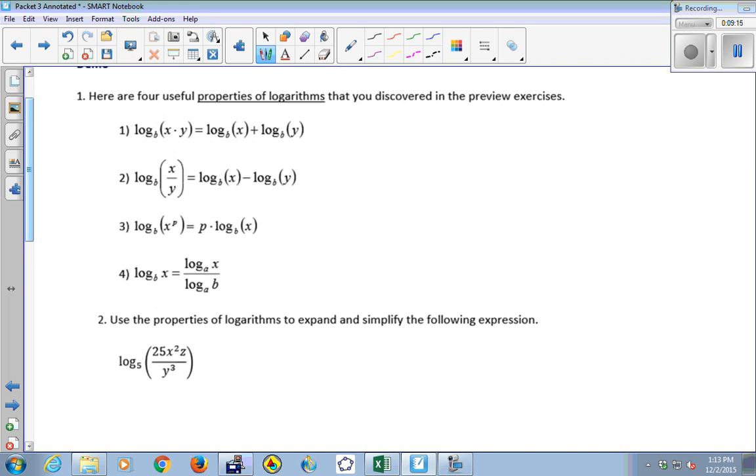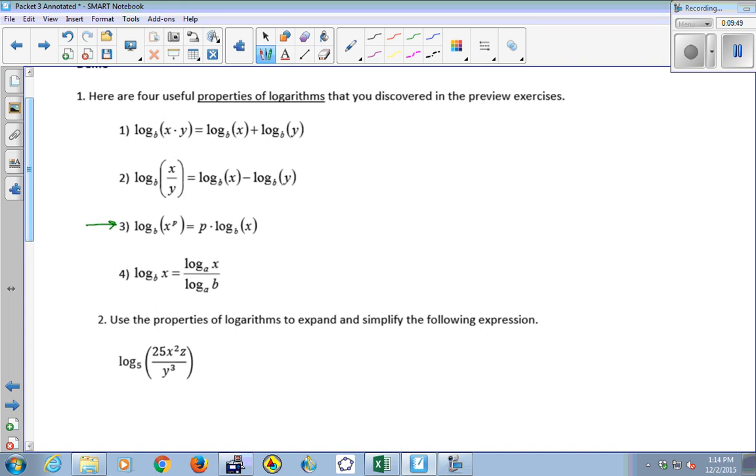If you want to take the log of x to a power, you can bring that p, your power, down in front of the log and change it to multiplication. This one is really, really handy for solving equations, which we're going to be learning how to do after the next test. And then we have the change of base formula. If you have log base anything of x, you can change it to any other log you want by doing the division, log of x over log of b, with any base you want.